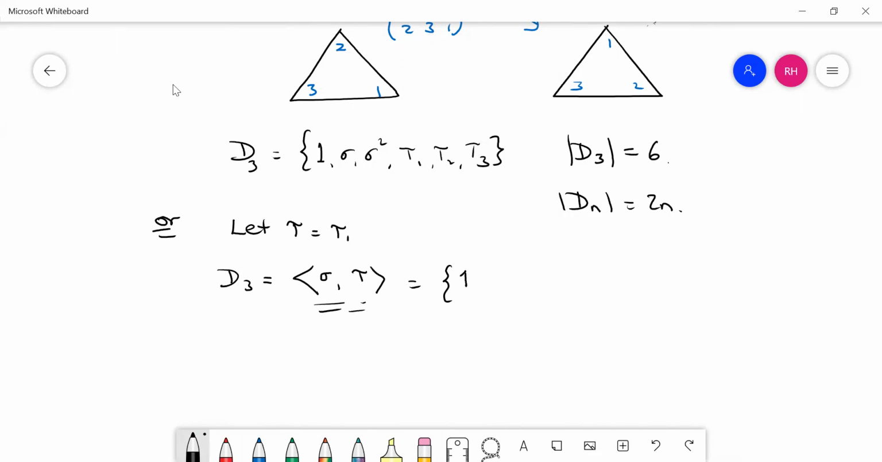So we've got 1. Clearly we've got sigma, because that's the rotation, which is straight out of there. But using this sigma, we can generate sigma squared. And then we've got tau. And then we can write sigma tau and sigma squared tau. If you go back and work this out, you'll see that these are what we were calling tau 2 and tau 3.